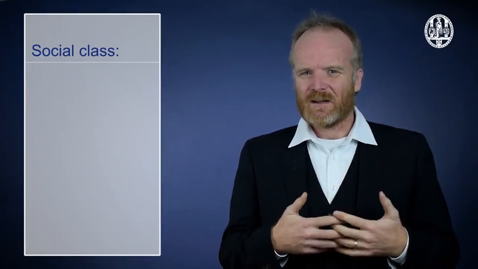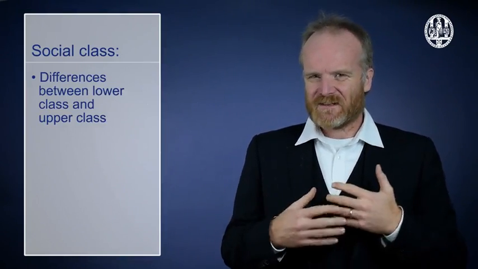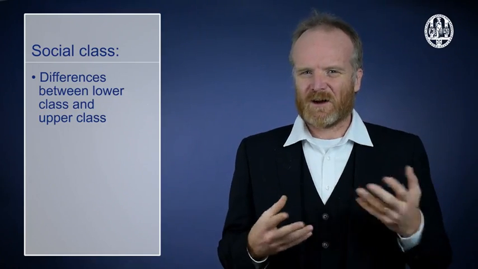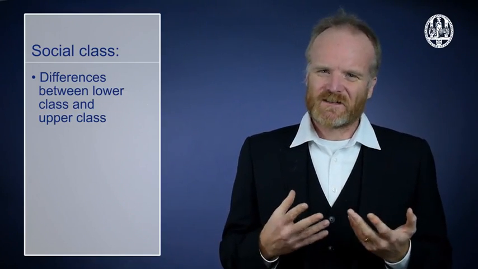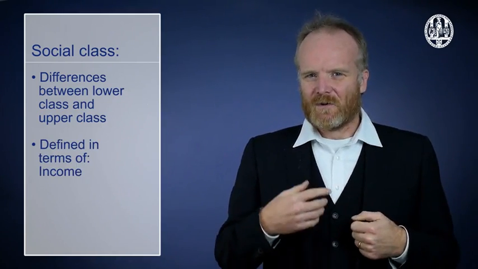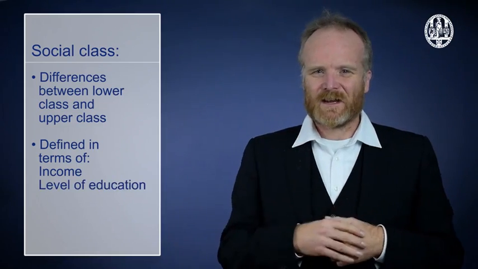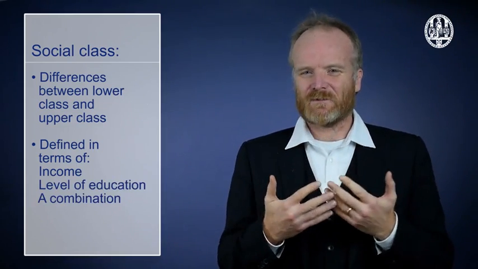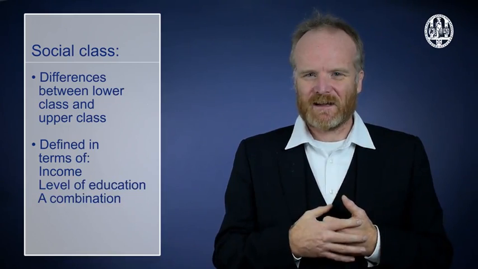The second dimension is a little bit more complicated, but actually also much more fun. It's more complicated because we add an extra dimension, a third dimension to our graph. This is the dimension of class. So differences, like the difference between lower class and upper class. Those differences are usually defined in terms of annual income or your level of education or some combination of those things. That's what Labov did as well.